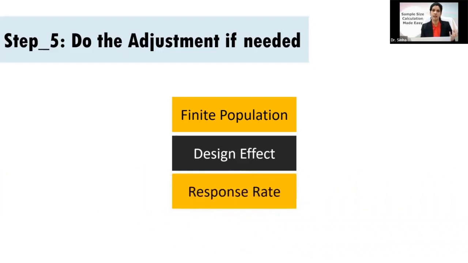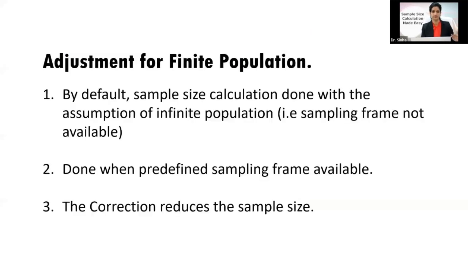Or the third type of adjustment can be based on your response rate. So how much response rate you anticipate, or how much loss to follow-up you anticipate. Loss to follow-up concept is there generally in the cohort study, but this response rate is applicable for all types of studies. So depending on the response rate, you adjust your sample size. So adjustment we do with respect to three components: the finite population, the design effect, and the response rate.